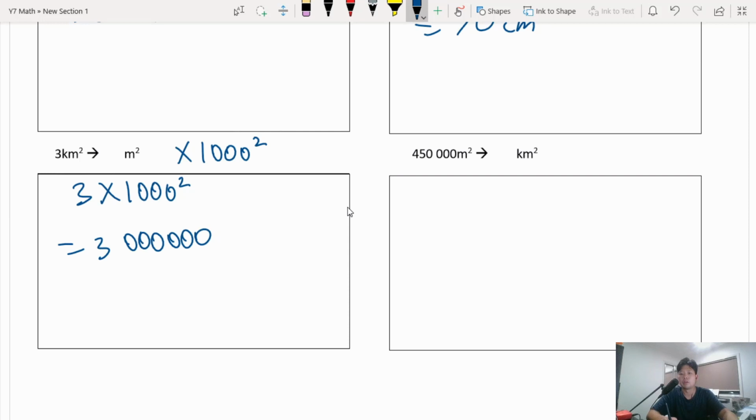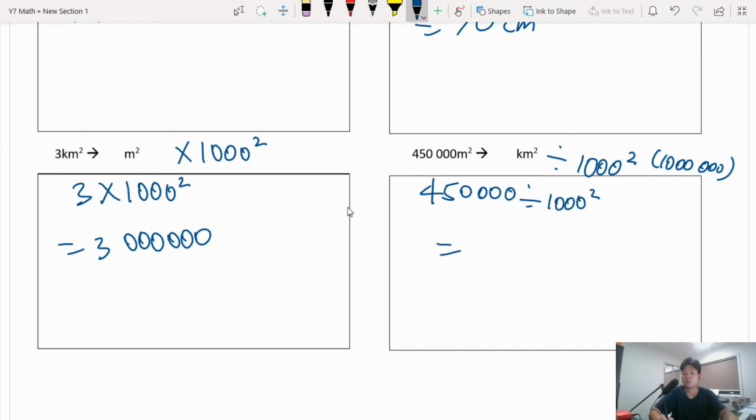And this last one, 450,000 millimeters squared to kilometers squared, sorry, we'll need to divide by 1000 squared, or that was 1 million like we did before. So I'm just going to put that into the calculator again really quick. That will give us a value of 0.45 kilometers squared. Just give yourself a tick if you got those two correct as well.